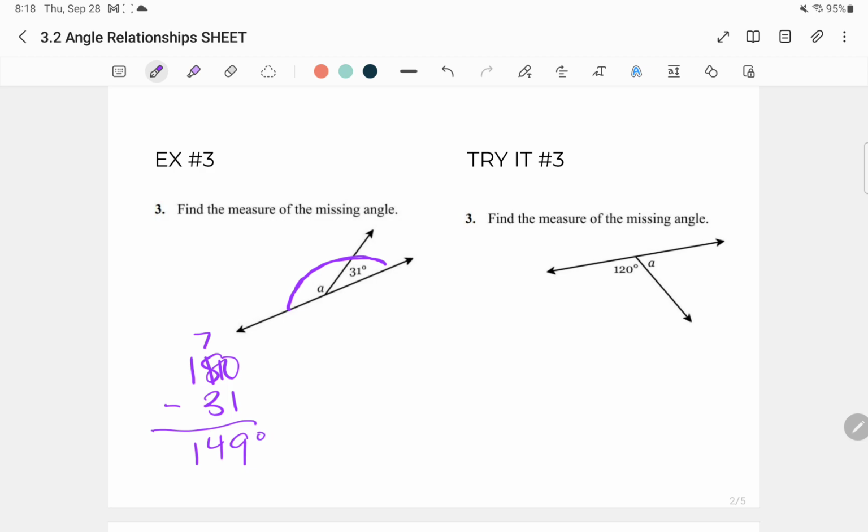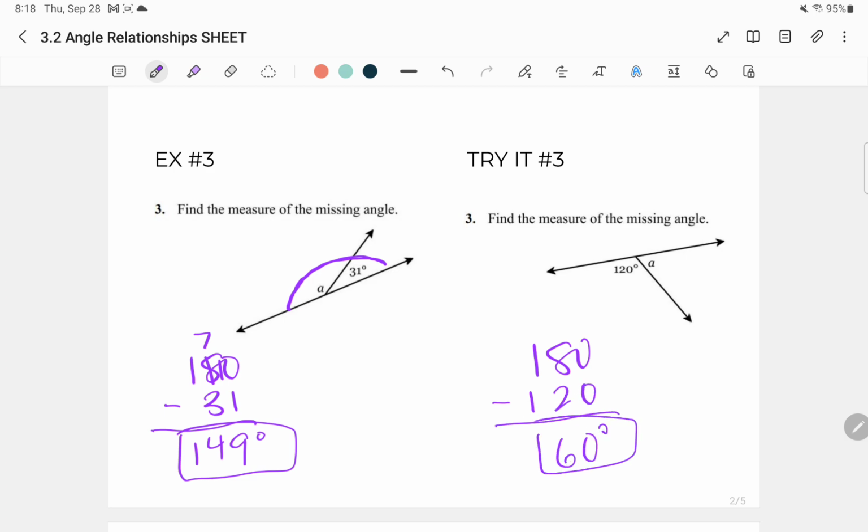Or you could use a calculator. Just like always, you can always grab a calculator if you need it. All right, go ahead and pause and try number 3 on your own. All right, you should have 180 minus 120, and that gives you 60 degrees.